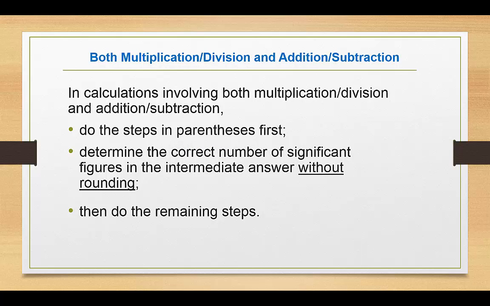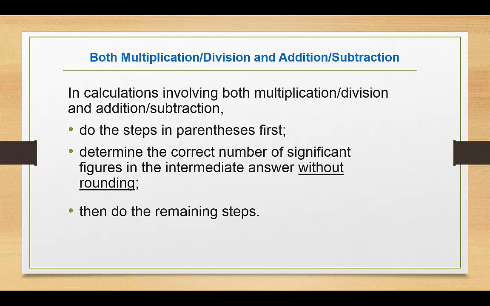Now, what happens if you have a calculation that involves different sorts of operations? It has both a multiplication or division and an addition or a subtraction involved in it. And yes, we will see those. If that happens, you will most likely have one operation that's in parentheses. Whatever is in parentheses, it's telling you to do that step first. That's a mathematical thing anyway.